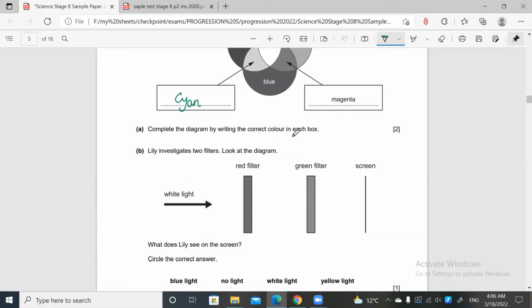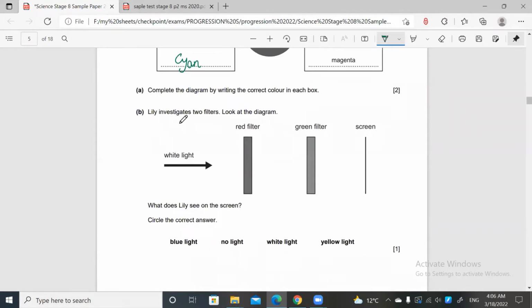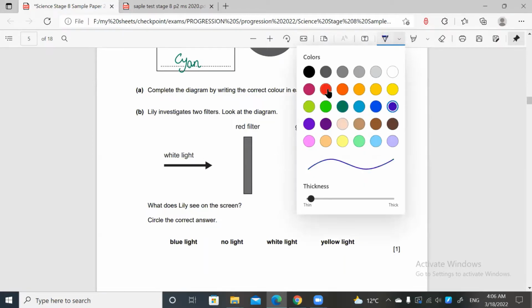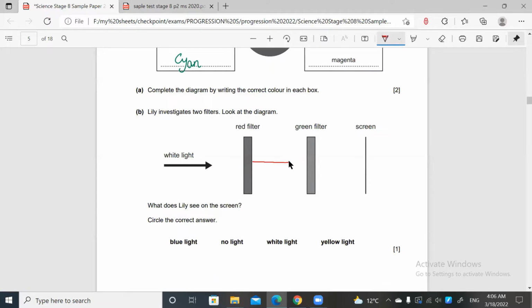Complete the diagram by writing the correct color in each box. Question B: Lily investigates two filters. Look at the diagram. Here we have white light incident on a red filter. Let's revise what happens: the red filter will absorb all other frequencies and reflect only red. So the color that gets out from the red filter will be red.